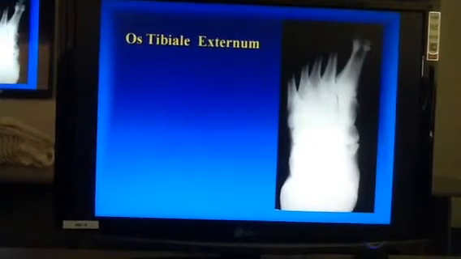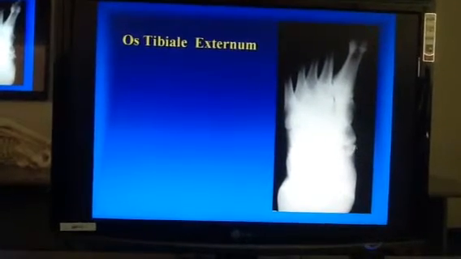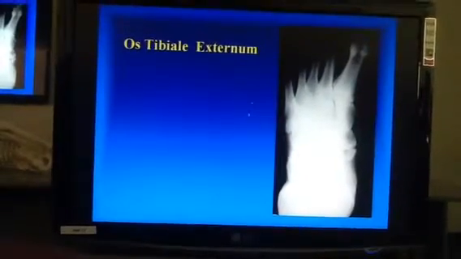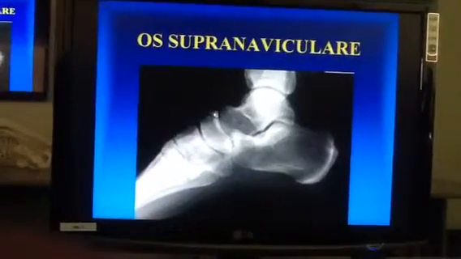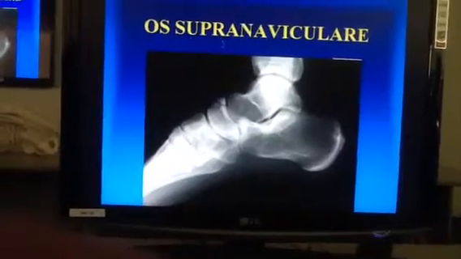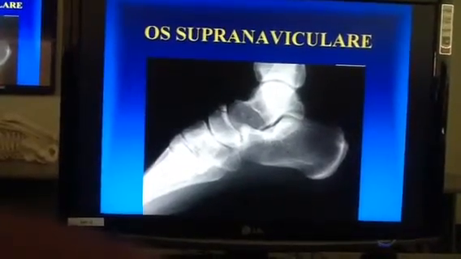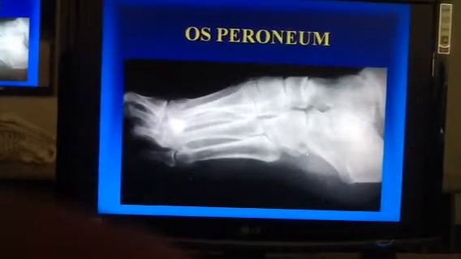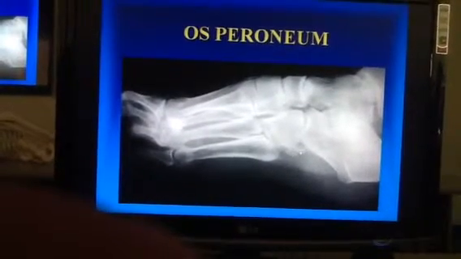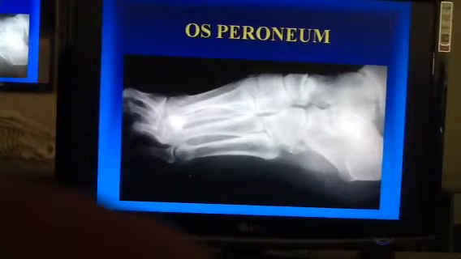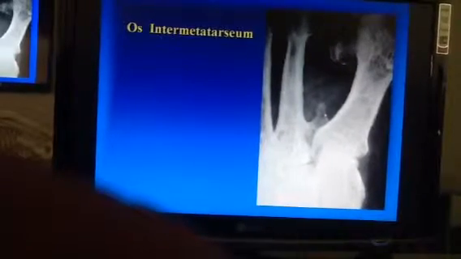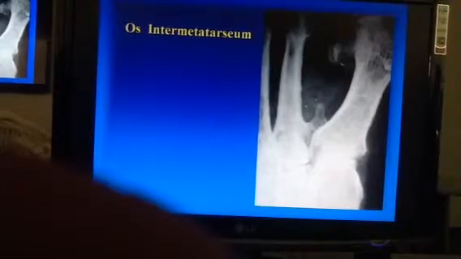So this is either os naviculare, or you can call it os tibiale externum. But again, remember on the lateral, this is called supra, os supra. So don't confuse them. This here, you got two of them. Mostly I've just seen a singular one, but os peroneum, area where the peroneus muscle is attached. This one is called an os intermetatarsium.